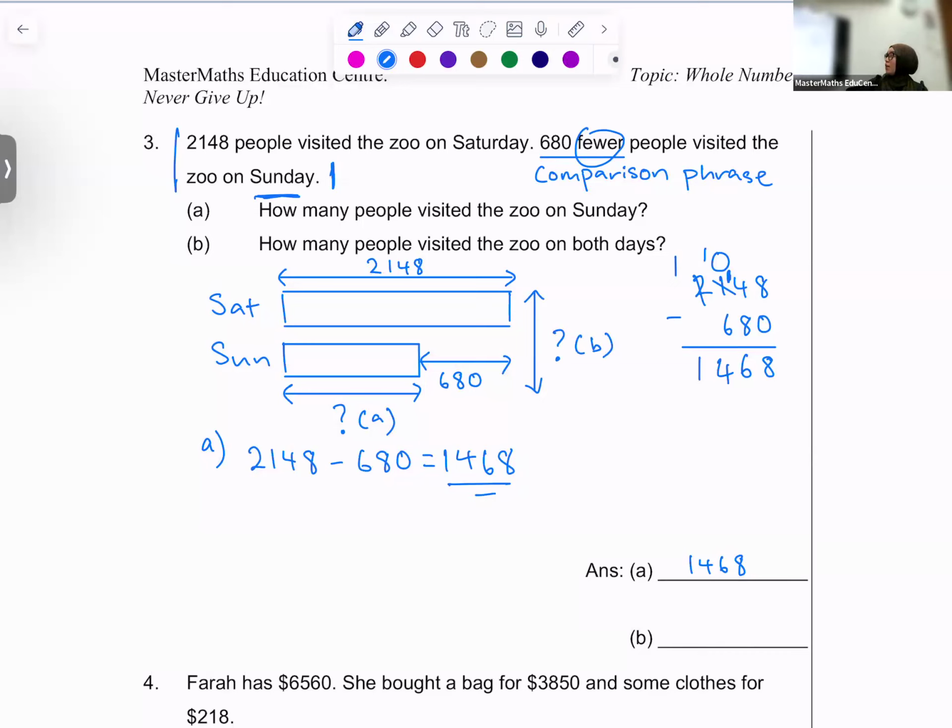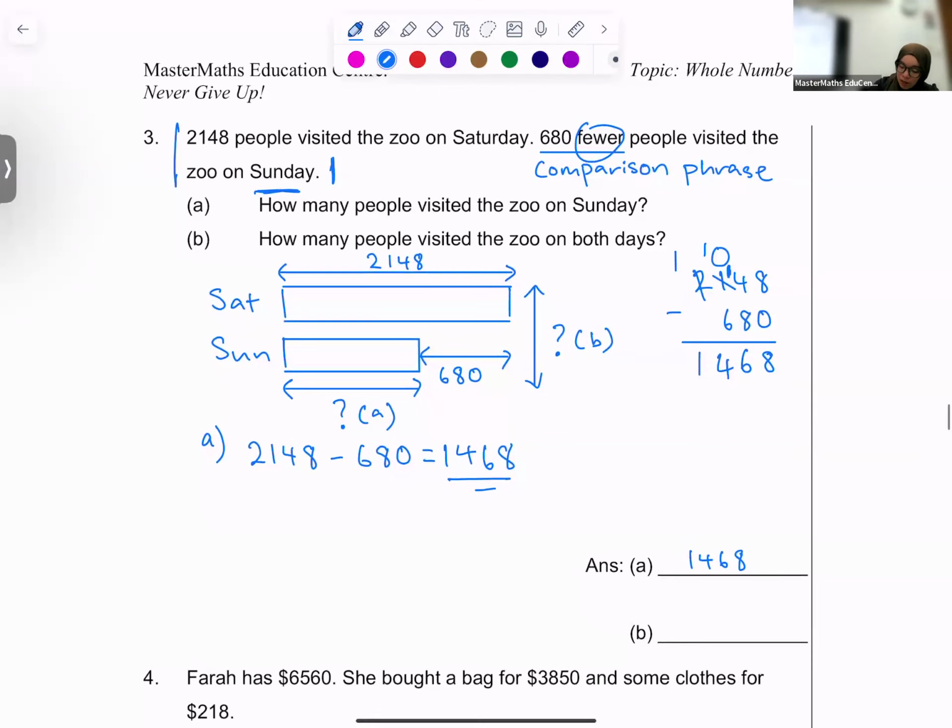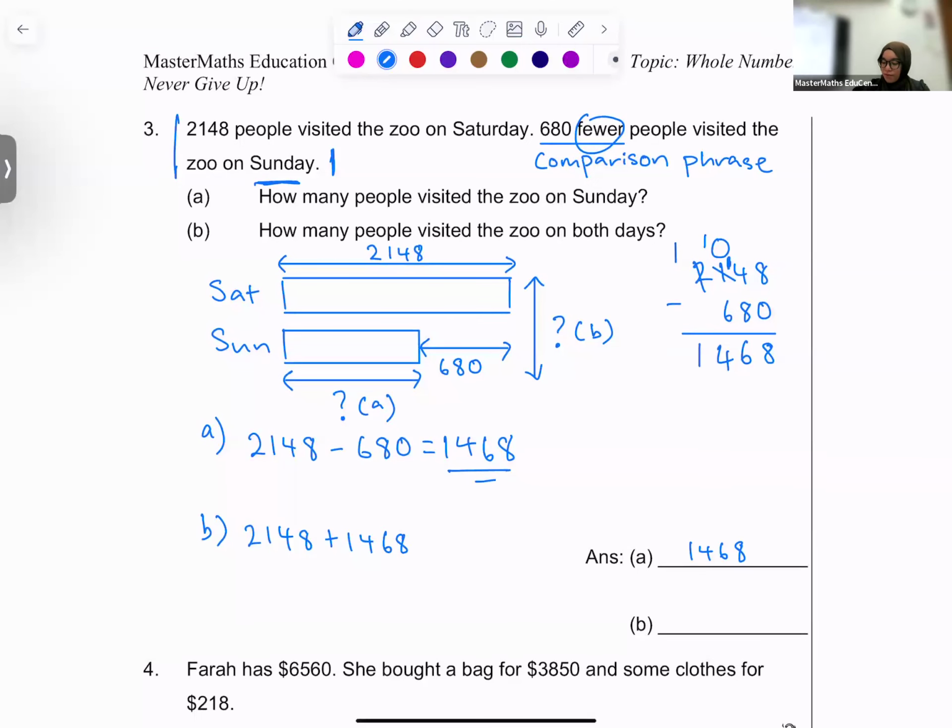Okay, so Naila, what you can do is you can take this down later if you want. You can retry the question again later. Yes, very good. We're looking for all together. All together is plus. So we add the number of people on Saturday and Sunday. How many people went on Saturday? Okay, 2,148 people. What about on Sunday? 1,468. Very good. 1,468. Okay.